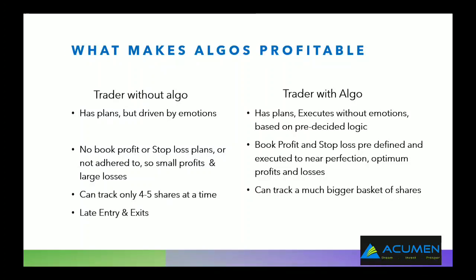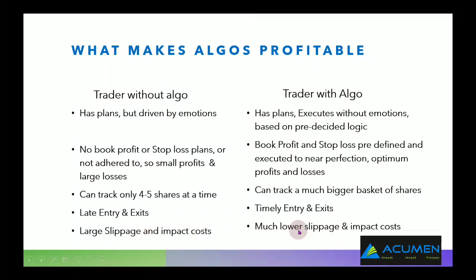Without algo, typically your entry and exits are late because by the time you see the chart, notice a breakout and execute your buy or sell, the stock would have already run up a few rupees. Whereas in algo, the entry and exits happen bang on time. As soon as the crossover takes place, the entry or exit happens, because of which the slippage is very less. Without algo, the slippage and impact cost are generally very large. They are much lower in algo. So all these factors combined make sure that your trading has an edge and it becomes more profitable.